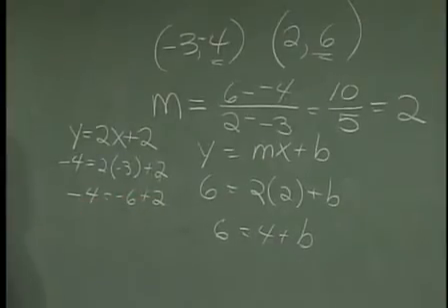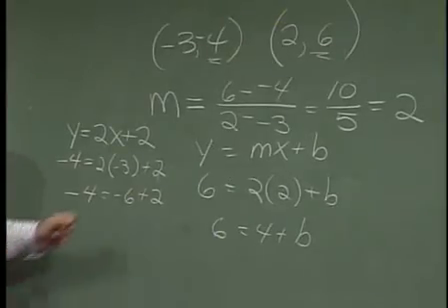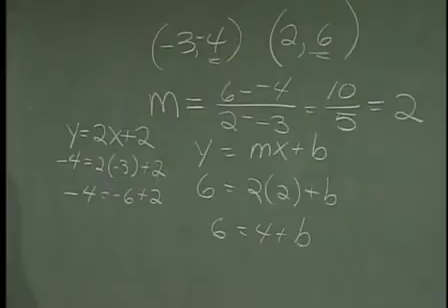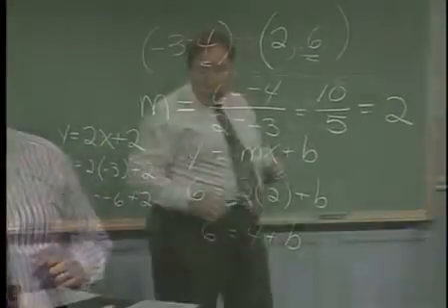Negative 6 plus 2 is negative 4. It checks. So, the answer to the problem, y equals 2x plus 2, is the only possible equation of the line that contains those 2 points.